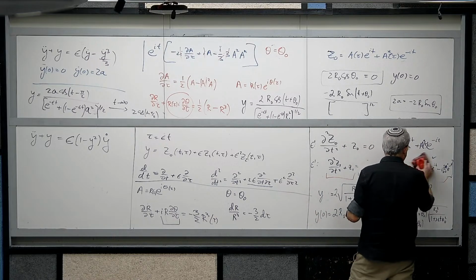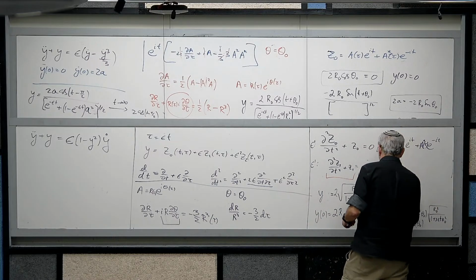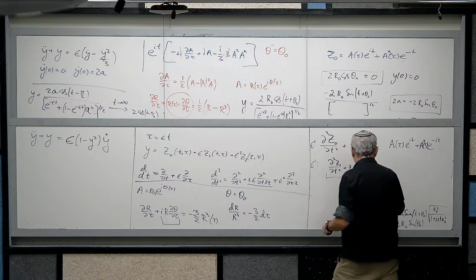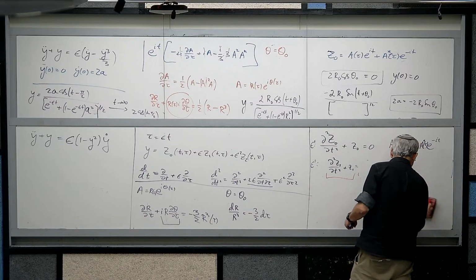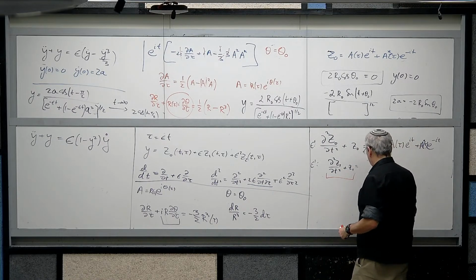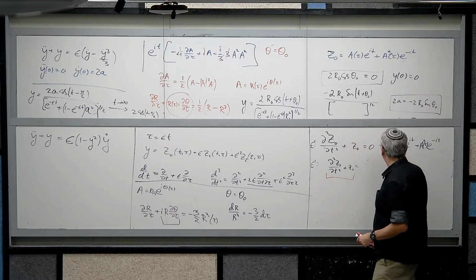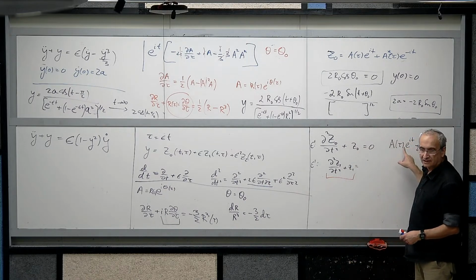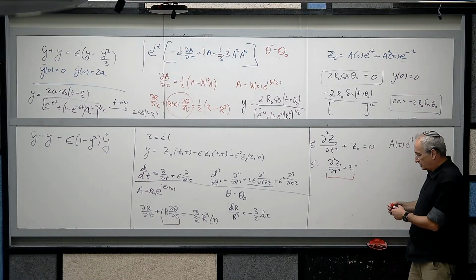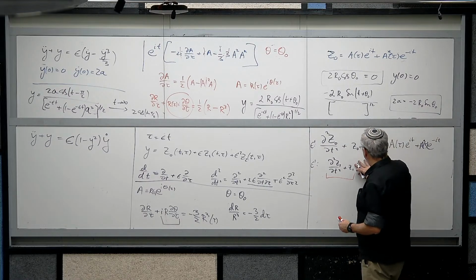So let's erase this and check what we will get when we collect the terms to first order. Zeroth order in epsilon is of course the same, right? So we want the first order in epsilon, and we have that.